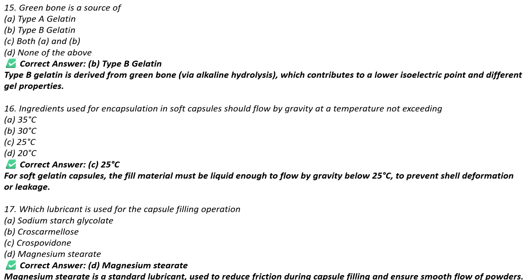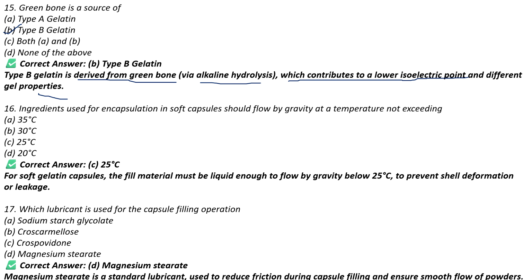So moving on to the next question, green bone is a source of, options are type A gelatin, type B gelatin, both A and B, or none of the above. So type B gelatin is basically derived from green bone via alkaline hydrolysis, which contributes to a lower isoelectric point and different gel properties. So we can say option B, that is type B gelatin, is the correct answer for this question.